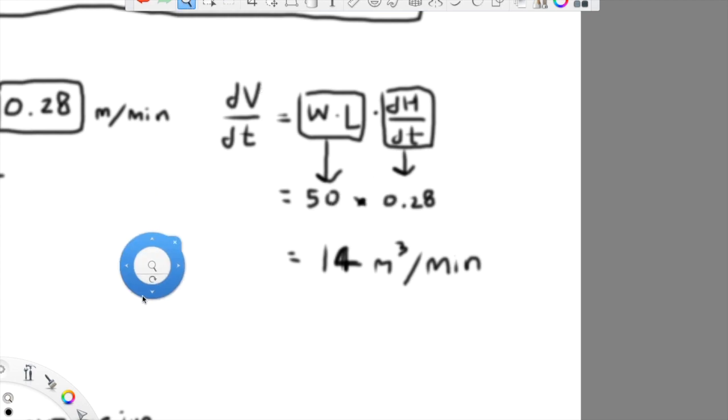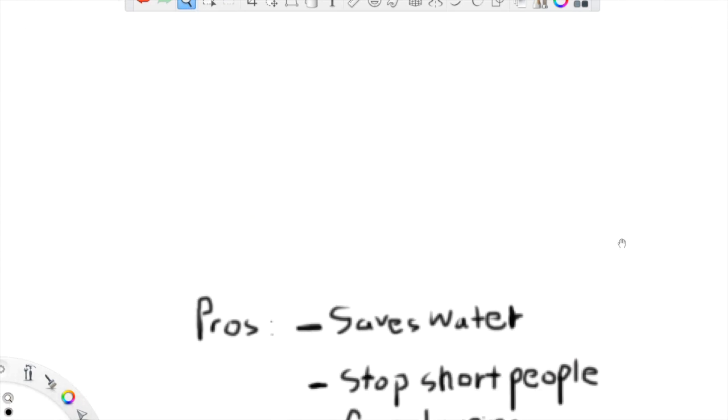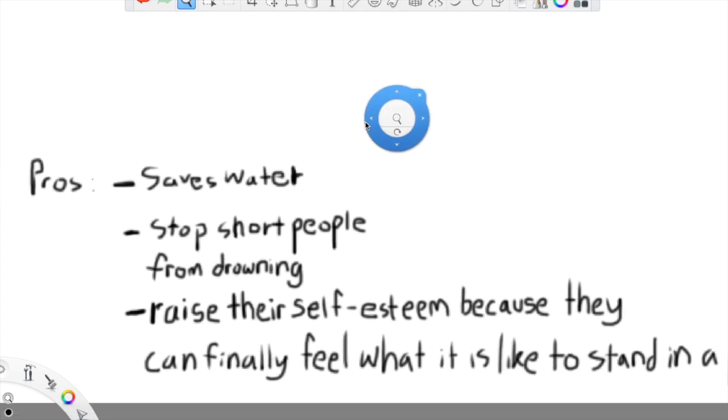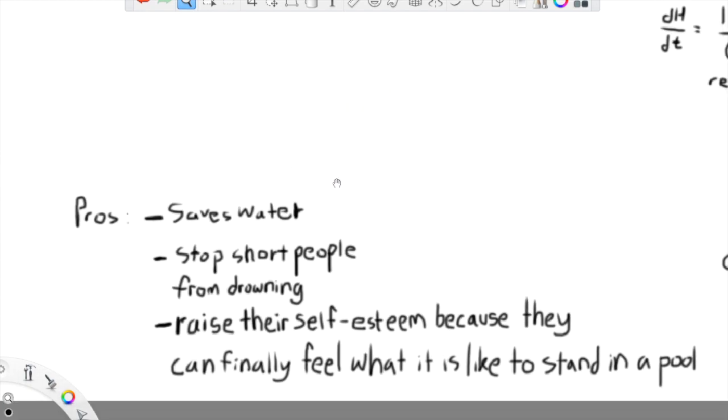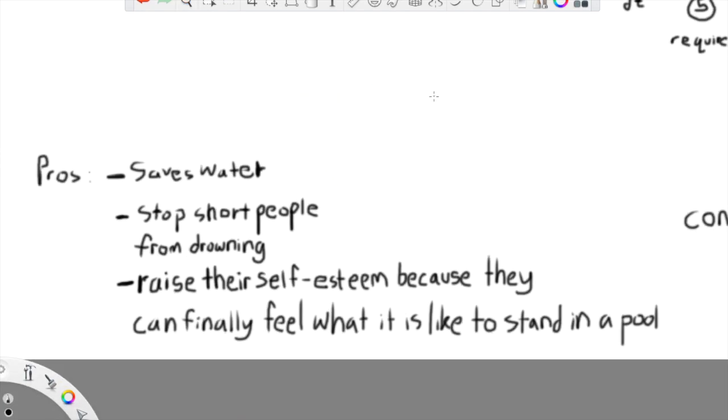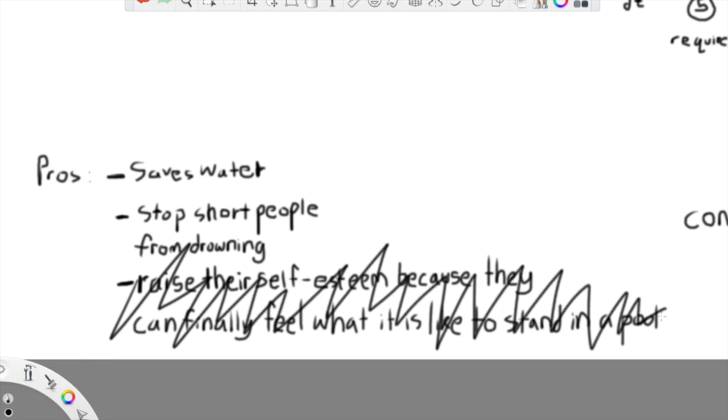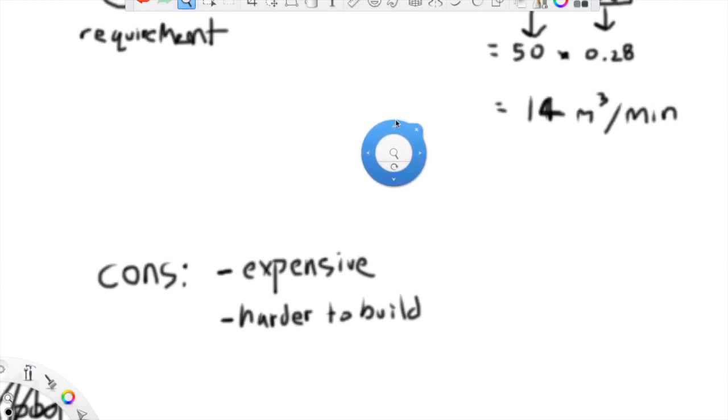So the pool has many pros and cons. As you can see in our example, Panalin, who is only 1.4 meters tall, can finally hang out in the pool without drowning. It also saves a lot of water at the same time. And the cons are that it is very expensive and more difficult to build.